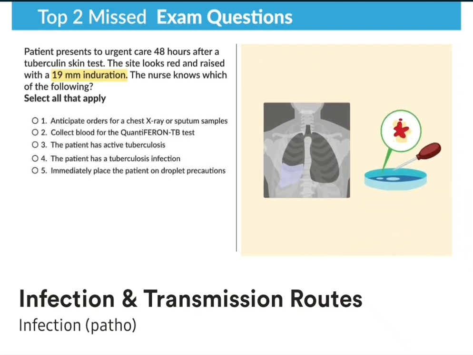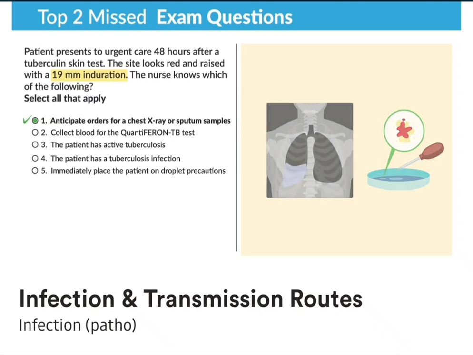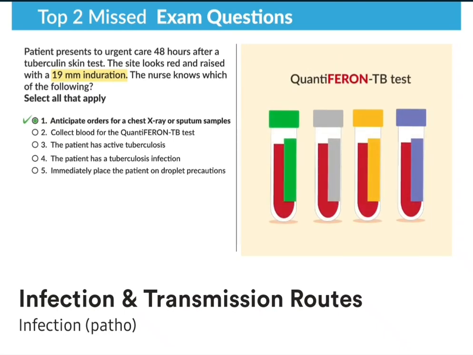So option number 1, anticipate orders for a chest x-ray or sputum samples. Yes, we have to confirm if the TB is active or inactive. Now option number 2, this one's a little bit tricky here. Collect blood for a QuantiFERON TB test.